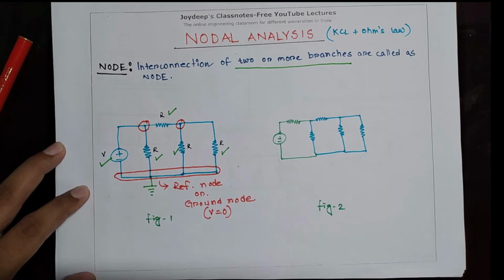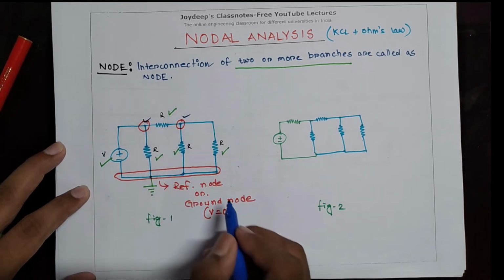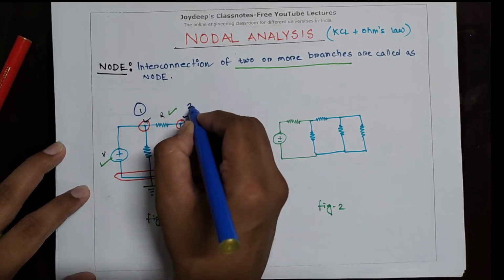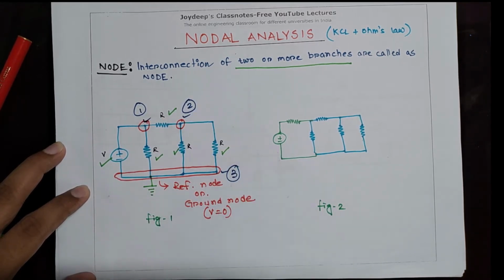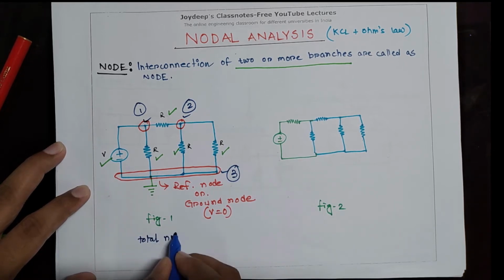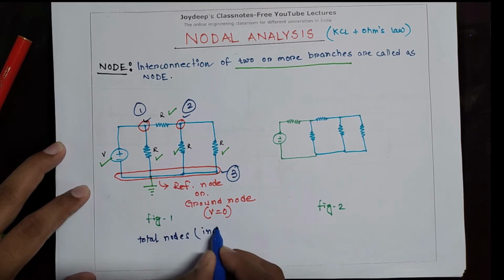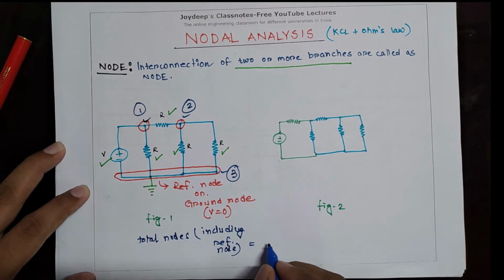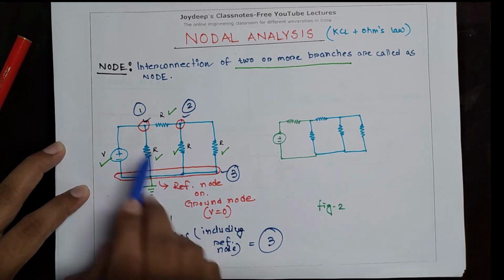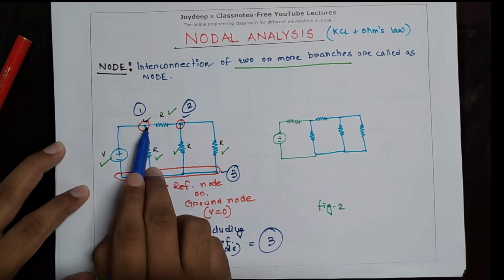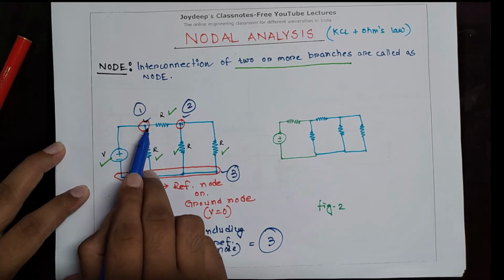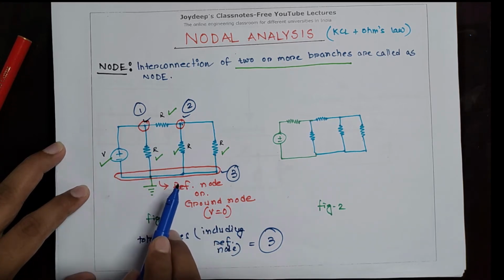the total number of nodes present is, that's a node, and this is a node. So node number 1, 2 and 3. So 3 is your reference node. So the total number of nodes including the reference node for this circuit is 3. Out of this 3, this node is the reference node. So n minus 1 non-reference nodes. That means in this circuit there are 2 non-reference nodes and only 1 reference node.